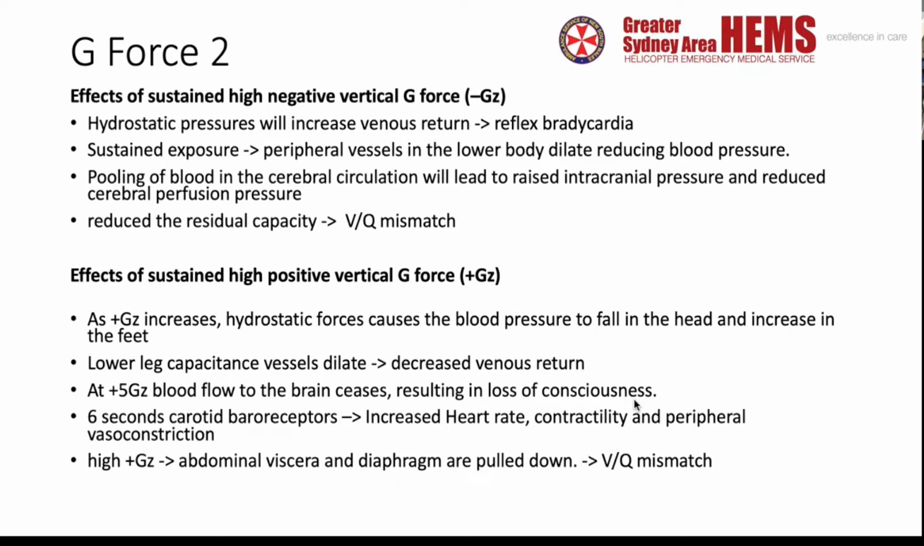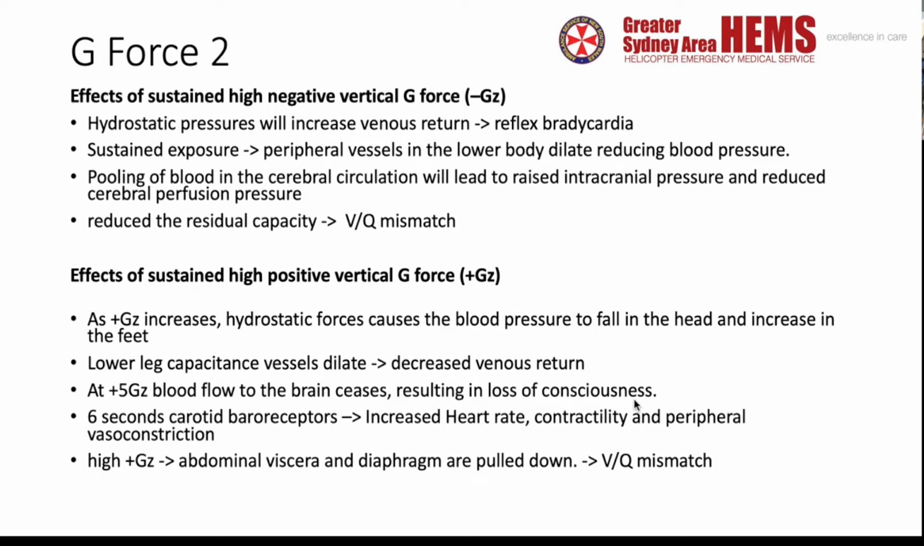To oversimplify, you end up with too much blood in the head and at the top of the lungs, but the lungs are also more difficult to ventilate at the top because of the increased pressure from the diaphragm and the abdominal contents. So you end up with a VQ mismatch. And then positive G is obviously the other way around. You get blood pooling into the feet, which reduces your venous return. And like I said earlier, at 5G you don't actually get any blood flow to the brain, so you lose consciousness.